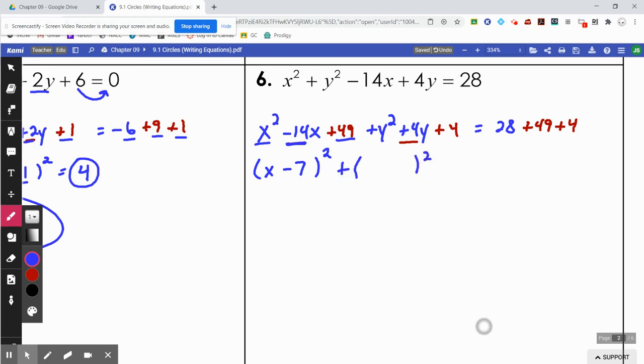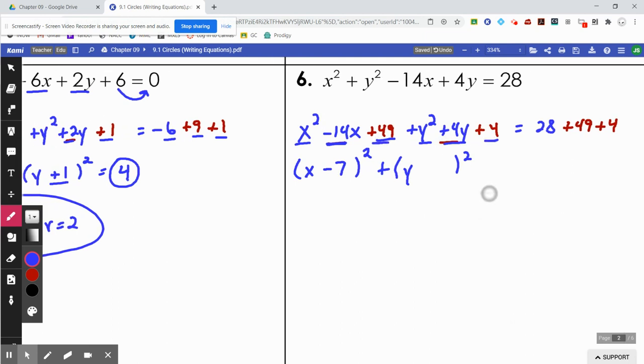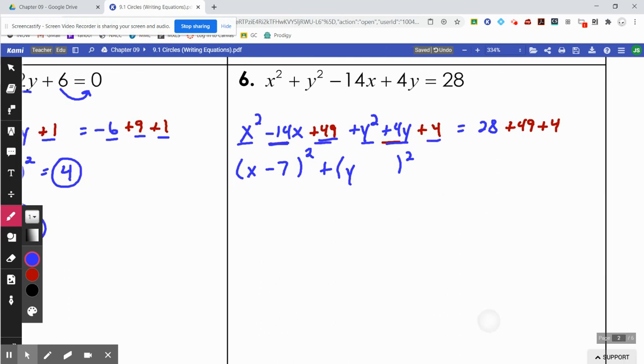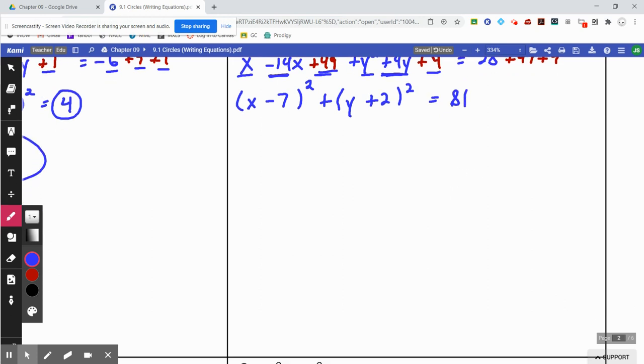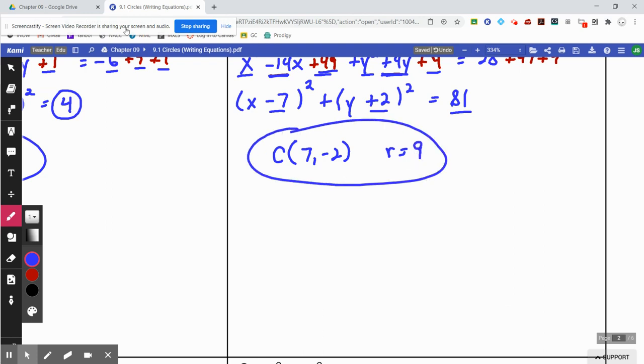Should be a perfect square. Y times itself gives you y squared. What multiplies to give you a 4 and adds to a 4? It should always be half of this term, so plus 2, and that does work. Equals 32 and 49 is 81. So therefore, the center of this circle has been shifted right 7, down 2. So the center is 7, negative 2, or you can just take the opposites of those. The radius squared is 81, so the radius must be 9.